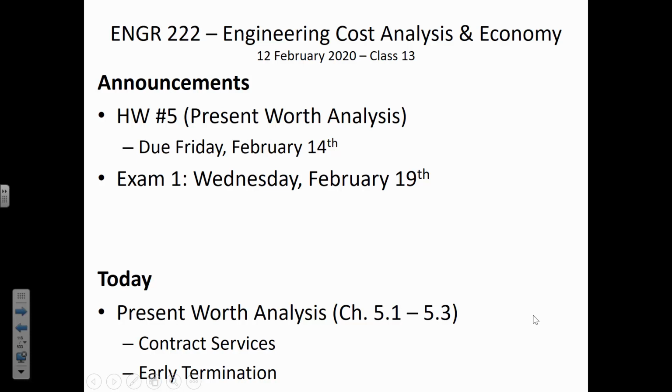What we're going to do today is continue talking about present worth analysis, and the assignment that goes with this is due on Friday. So you need to take what you're learning in today's in-class exercise and combine it with the stuff that we did on Monday and have that submitted to Blackboard before class on Friday.